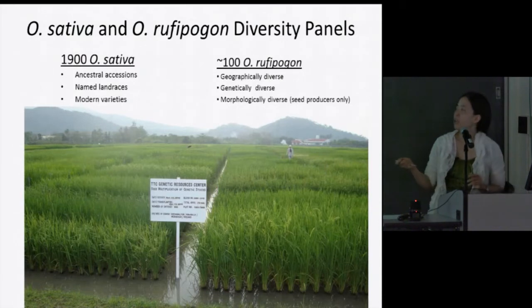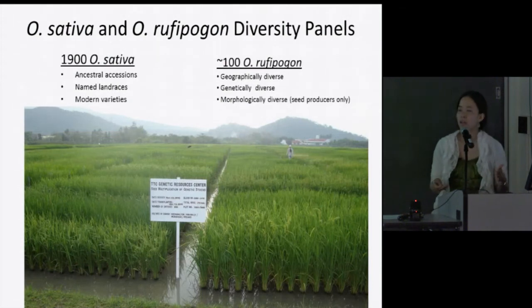And admittedly, although these are genetically and morphologically and geographically diverse, we selected for seed producers, so we had enough seed of these accessions to do our phenotypic screens. And that has limited our germplasm representation, so that, for instance, the Papua New Guinea group, which is mostly clonally or vegetatively reproductive, is not really represented in our panel at all.